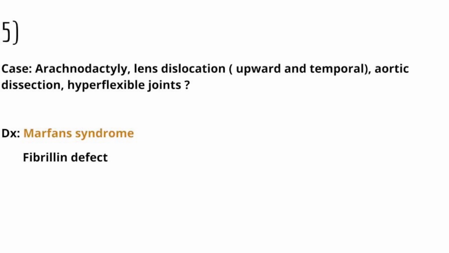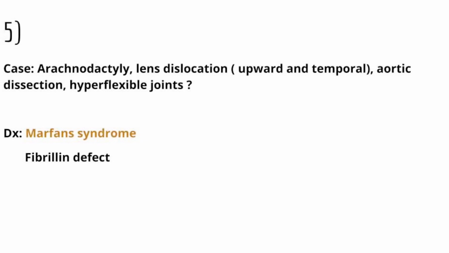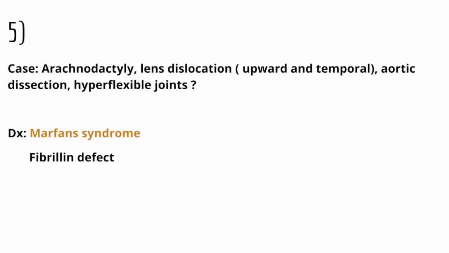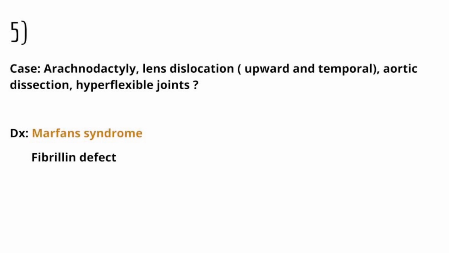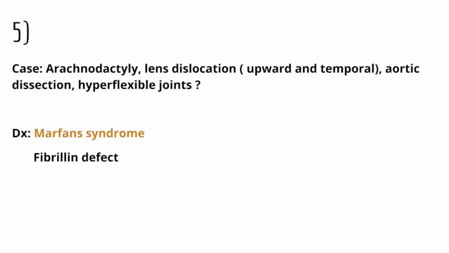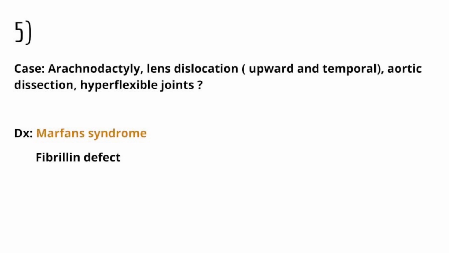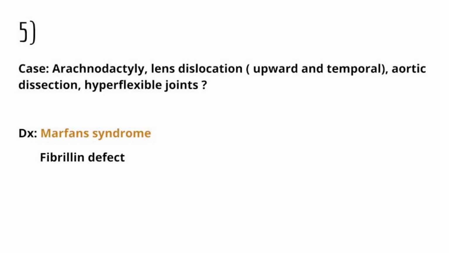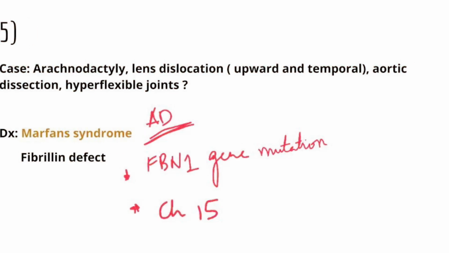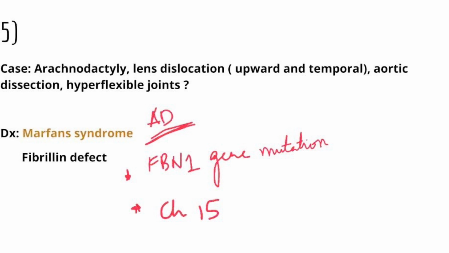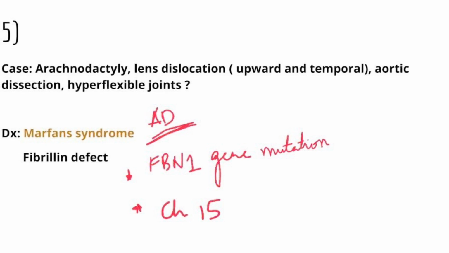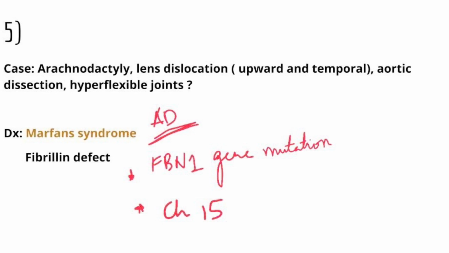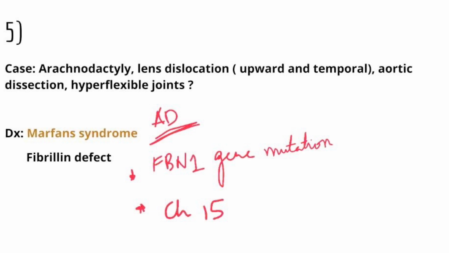The fifth case scenario: the patient has arachnodactyly, that is long, slender and curved fingers, lens dislocation, specifically upwards and temporal, that is up and out, along with aortic dissection and hypermobile joints. The typical diagnosis here is Marfan syndrome. Marfan syndrome is an autosomal dominant connective tissue disorder which affects the skeleton, heart and eyes. The FBN1 gene mutation occurs on chromosome 15, which leads to defective fibrillin 1 protein. Fibrillin 1 is a glycoprotein which forms a sheath around the elastin.